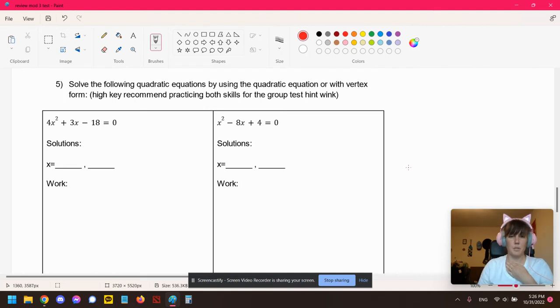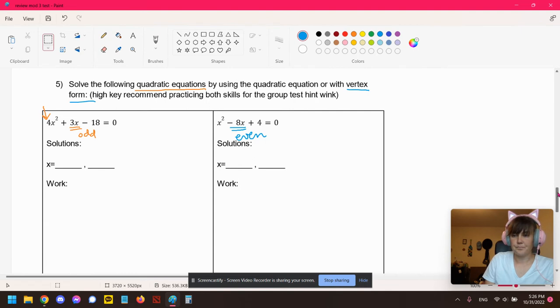Solve the following quadratic equations by using the quadratic formula or vertex form. I have a preference, right? The quadratic formula is something I'm going to use when this has a number out front, or when this is odd. Whereas vertex form is nicer if this is even, which here it is. I'm going to do vertex form first because I think it's weirder, and then we'll do the quadratic formula.